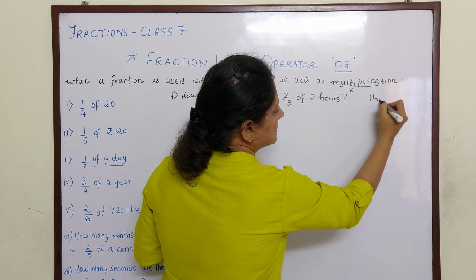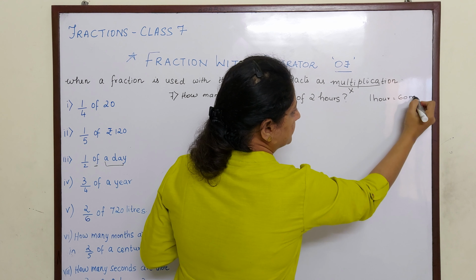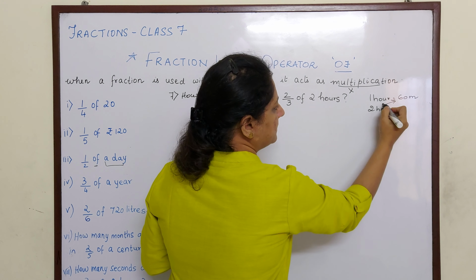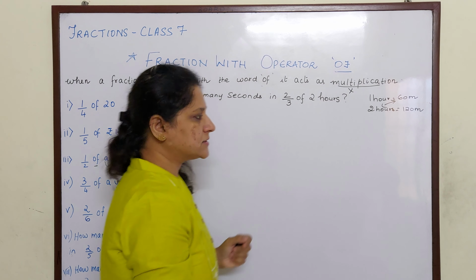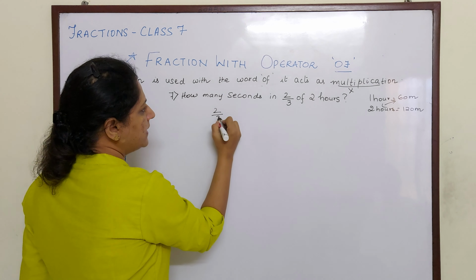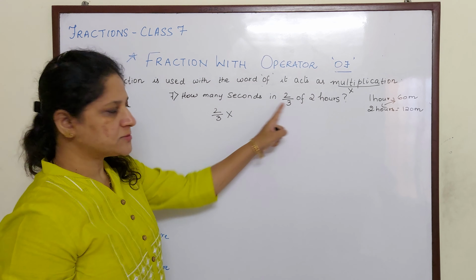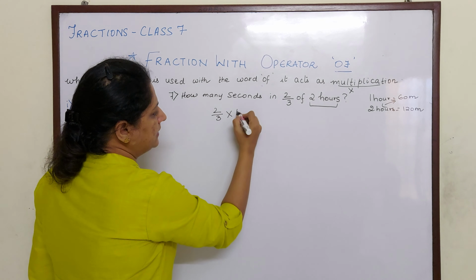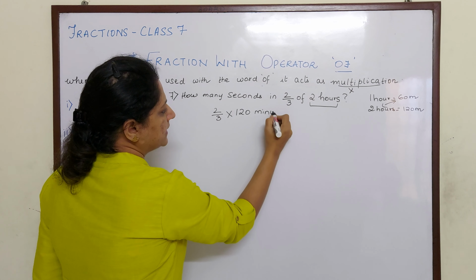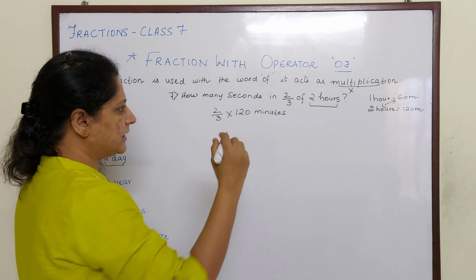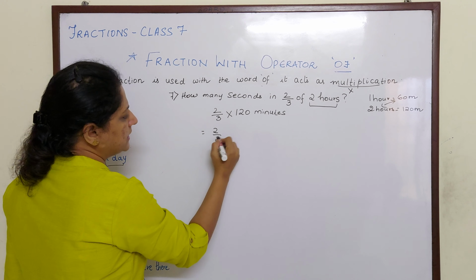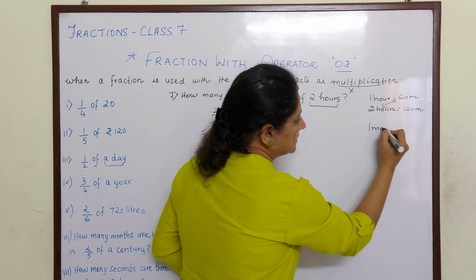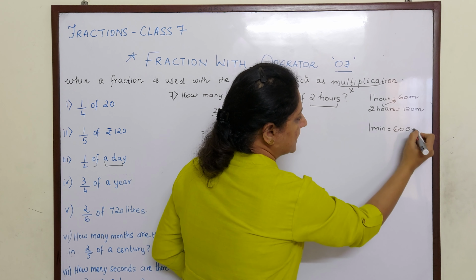So 1 hour is 60 minutes. So 2 hours is how many minutes, children? 2 into 60, cross multiply. It is 120 minutes. So I can write the question as 2 by 3, "of" is replaced by multiplication. Now instead of 2 hours, what will I write? 120 minutes. But still we are in minutes, we have not got seconds. So again we will use the same table. 2 by 3 into, now let us convert minutes into seconds. 1 minute is equal to 60 seconds.